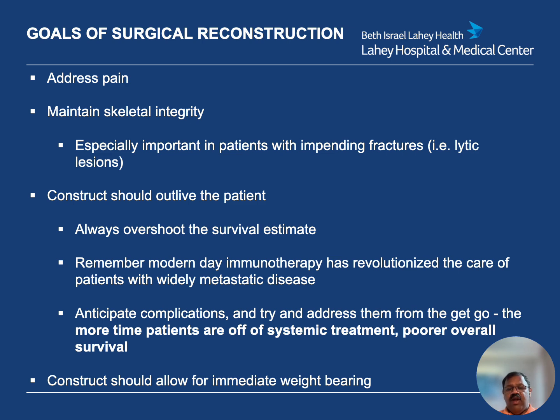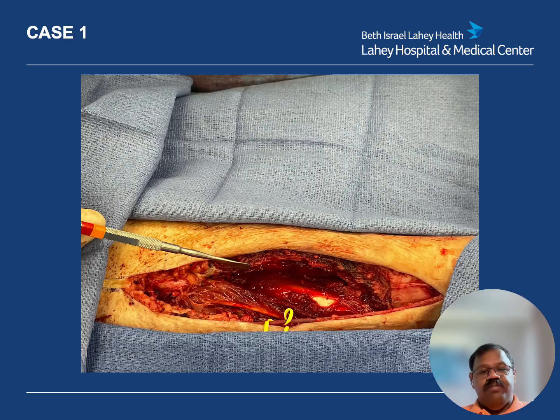As one of my mentors, Dr. Raskin, used to say, if you cannot write for a weight bearing is tolerated order in the PACU for a patient with metastatic disease, you have done them injustice. And so I think that's very true. You want to get them mobilizing right away, so ensure that your construct allows them to weight bear right away.